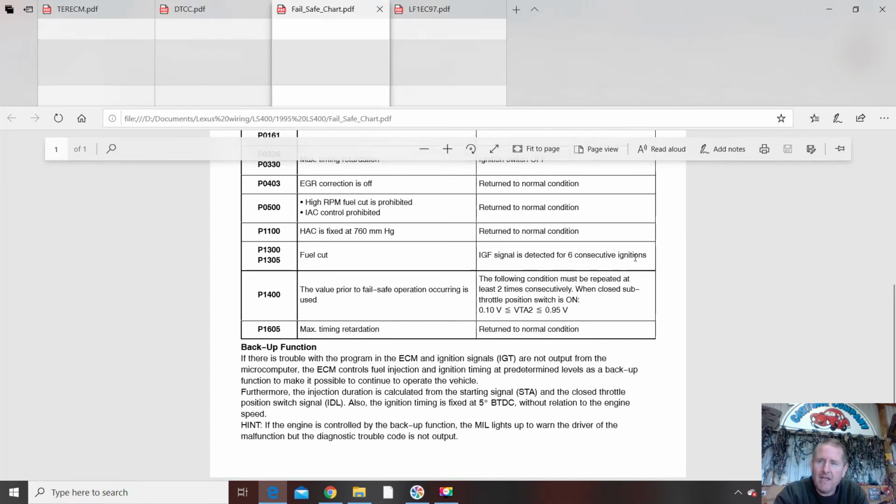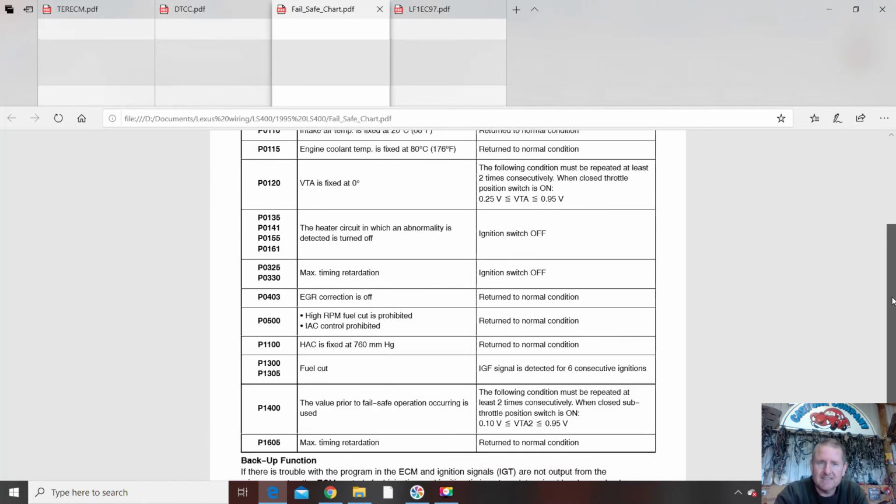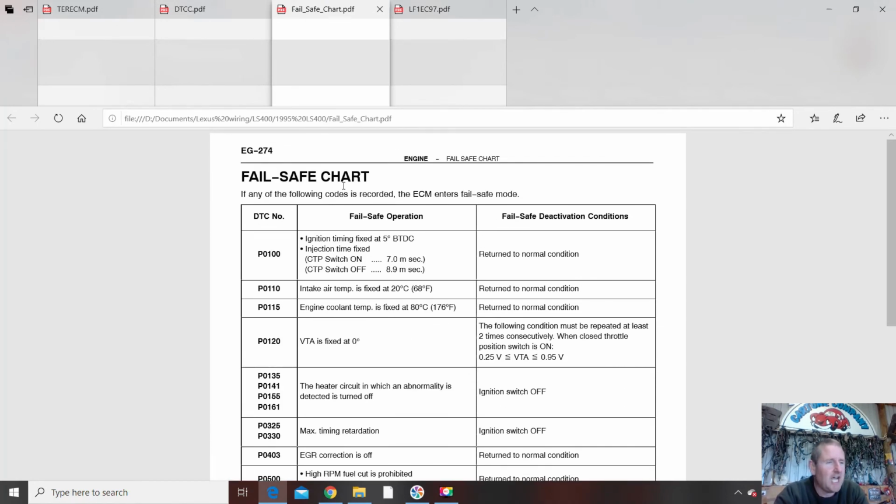Moving on here, I have got the failsafe chart. These are each of the things that occur when certain faults are detected. And this is on an OBD2 US domestic market. Probably applies to the UK ones. These are the functions that are put in. They're more sophisticated than the early ones, but some of them do cross over.